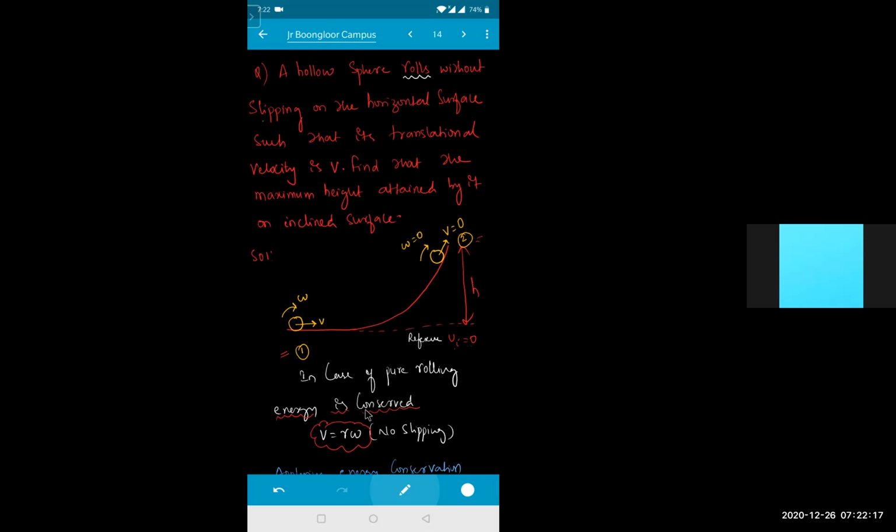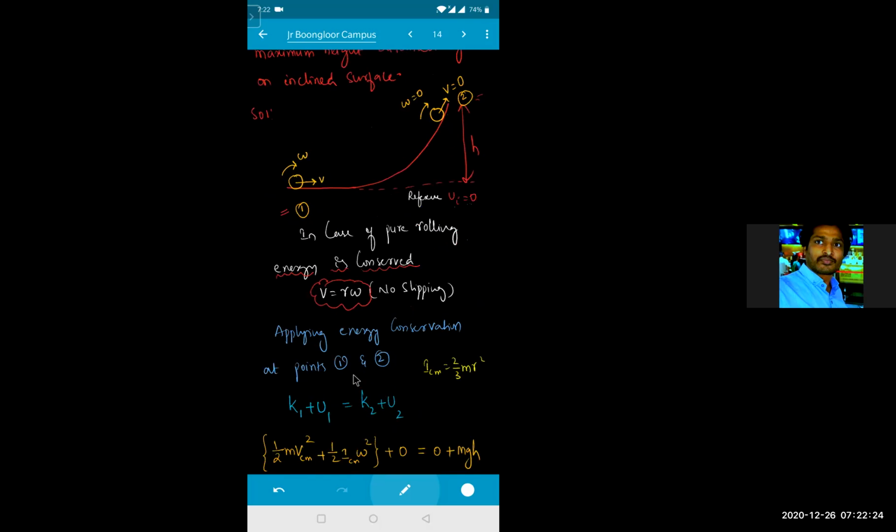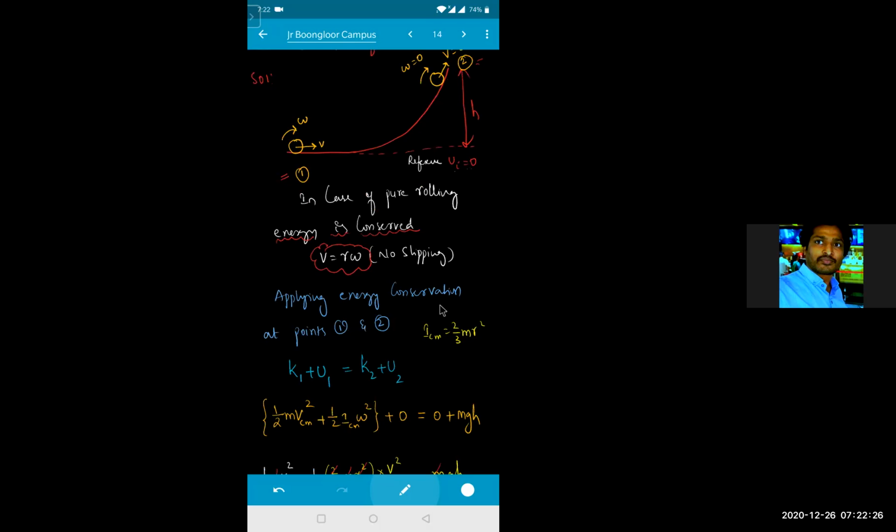Okay, so now in case of pure rolling, energy is conserved, and for no slipping, the condition is V is equal to r omega. That is something you need to keep in mind. So applying energy conservation at point 1 and point 2: initial kinetic energy plus initial potential energy must equal final kinetic energy plus final potential energy. That means this is half into m VCM square plus half into ICM into omega square, and that will be equal to mg into h.